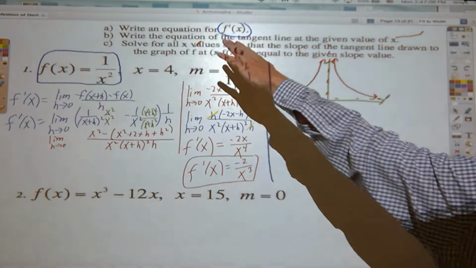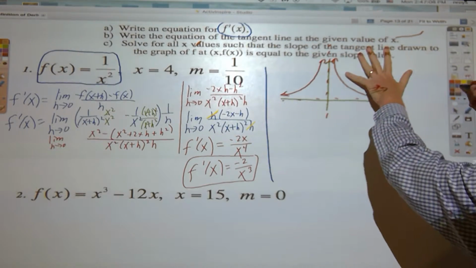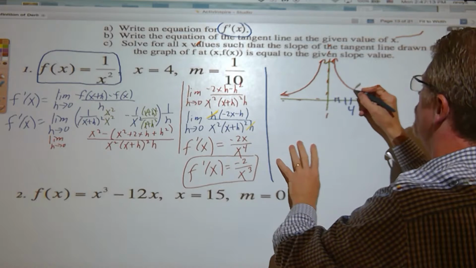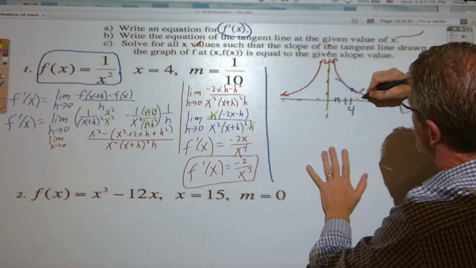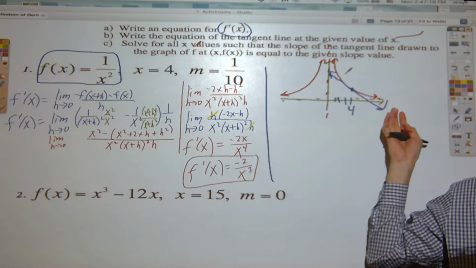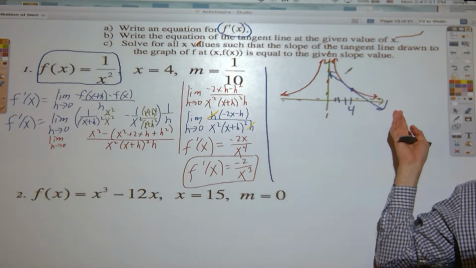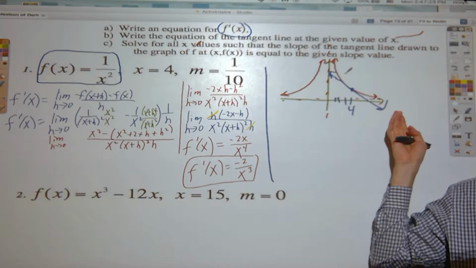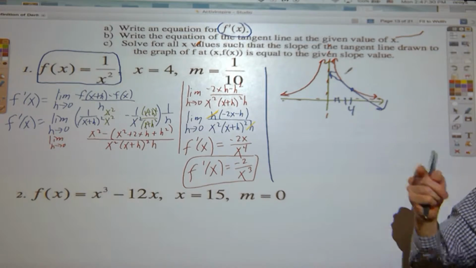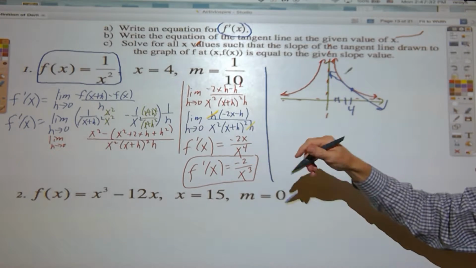So when they say, what's the equation of the tangent line at the given value of x? Well, x equals 4, that would be 1, 2, 3, 4. Here's golf ball 4. It looks like they're asking for the equation of the blue line. By the way, what is the slope of the blue tangent line? Is it a positive number or a negative number? It is a negative number. So let's keep that in mind as we use the derivative.